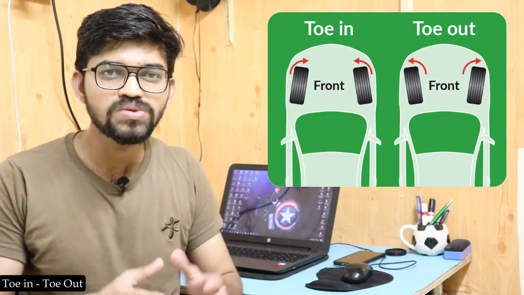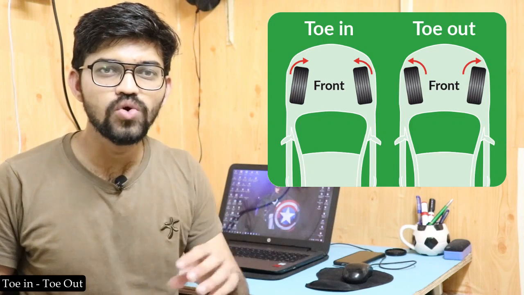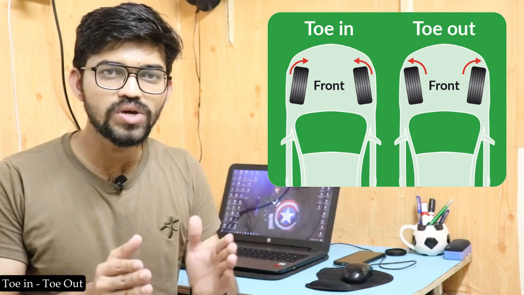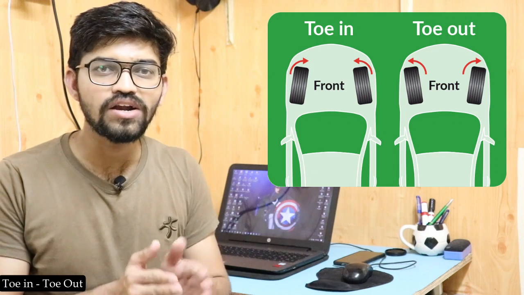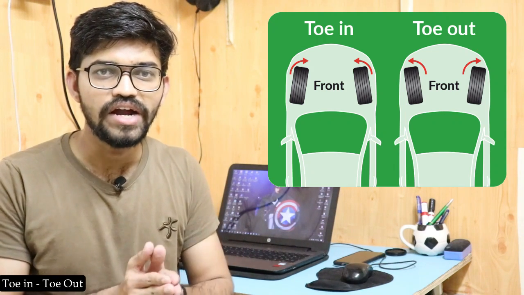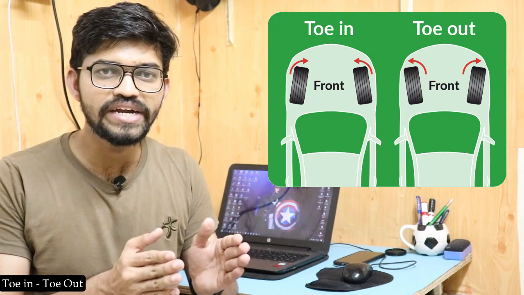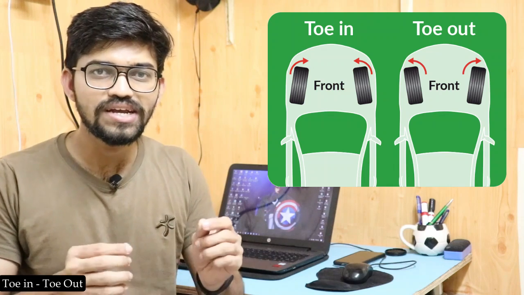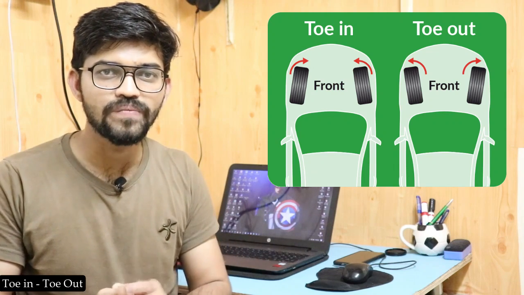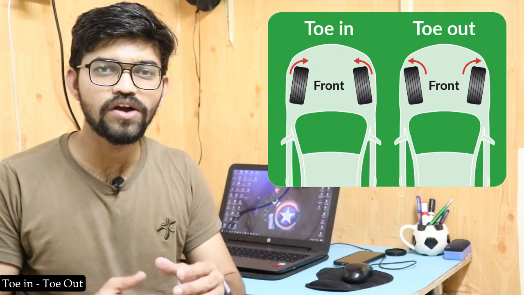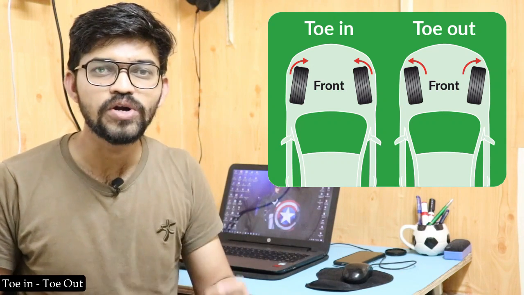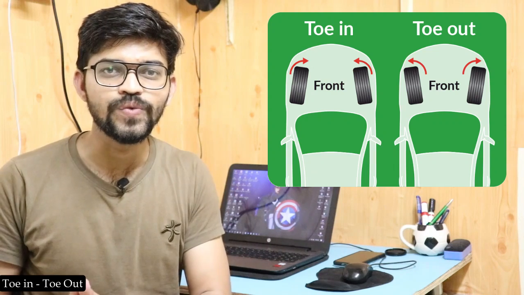Now over here, if we look at the vehicle from the top side, if we look at the front wheels, that is the axle. If we notice that these two wheels are not perfectly straight, they will be tilted at the front side or at the rear side. So there is a slight tilt over here. This particular tilt can be called the toe in or toe out condition. Now let me explain this toe in and toe out condition to you.